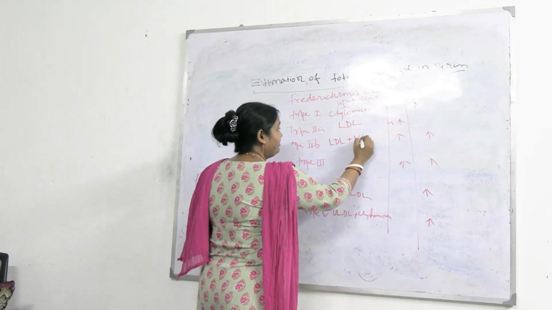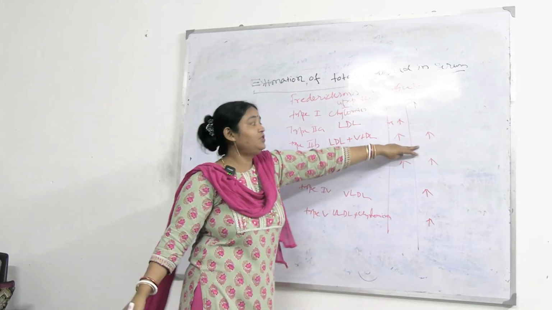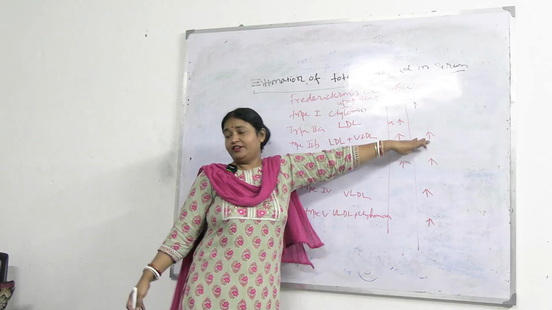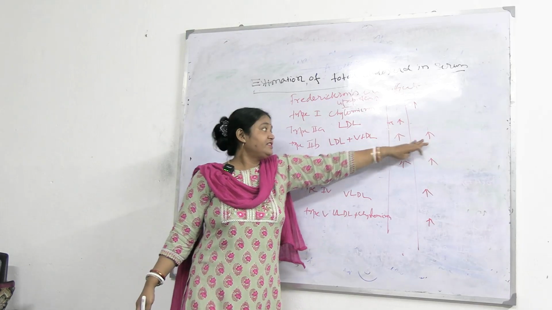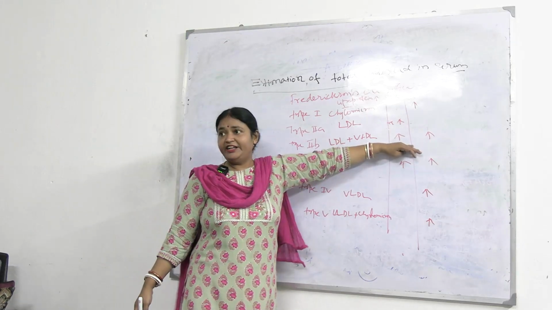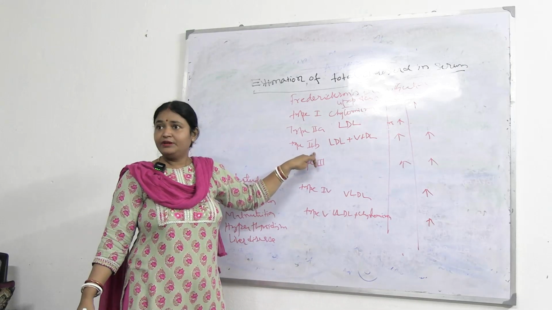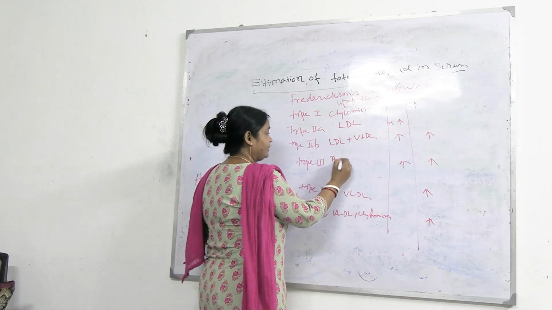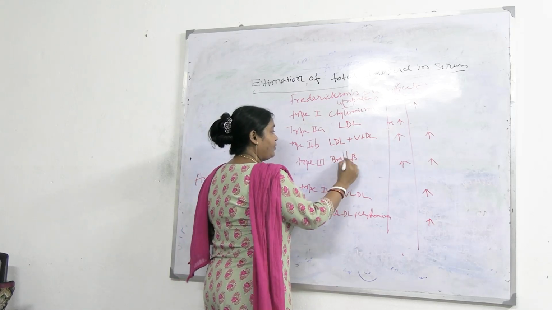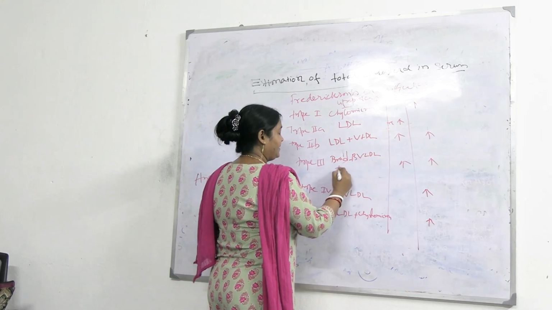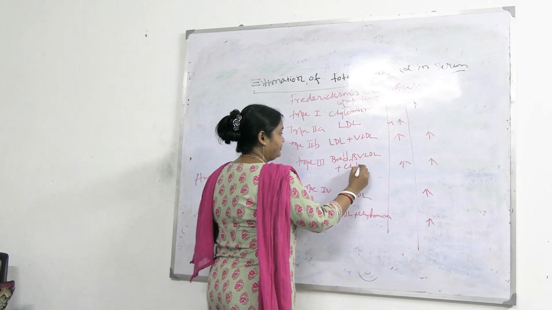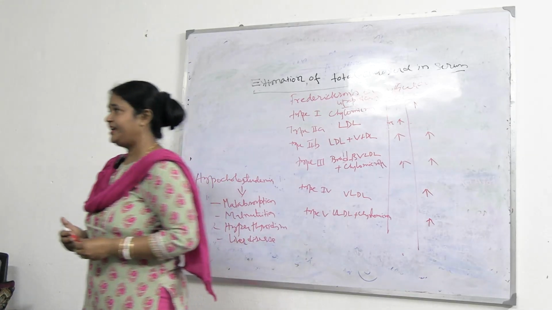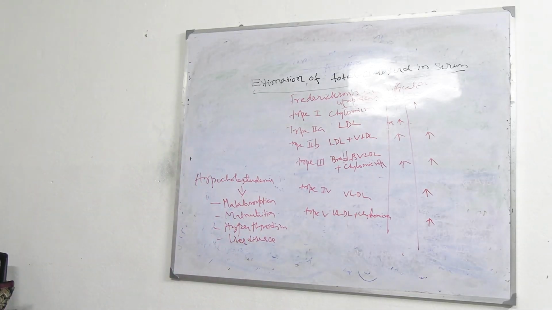Here both are increased, right? If you think LDL is cholesterol, VLDL is actually the component of triglyceride. So you will remember VLDL and LDL will be for type 2B. And for type 3 it is broad beta VLDL plus chylomicron. Broad beta VLDL, actually this is ideal. Broad beta VLDL plus chylomicron.